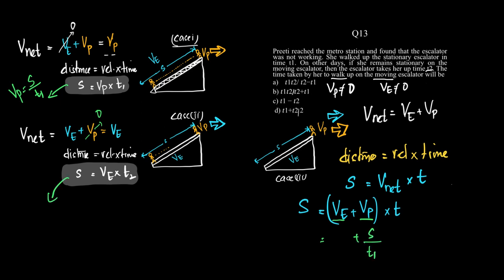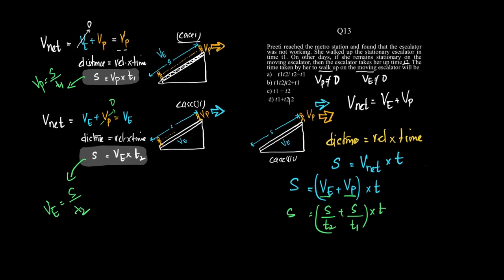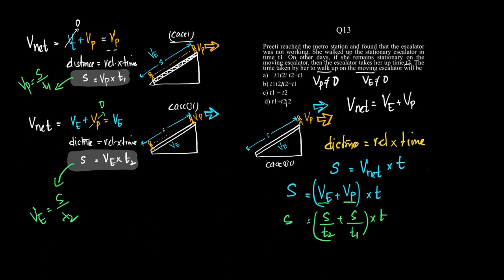Similarly, from the second equation, what can we write? Ve is equal to S by T2. So here we can write S by T2, the whole into T is equal to S. So now if you divide the entire equation by S, what do you get?